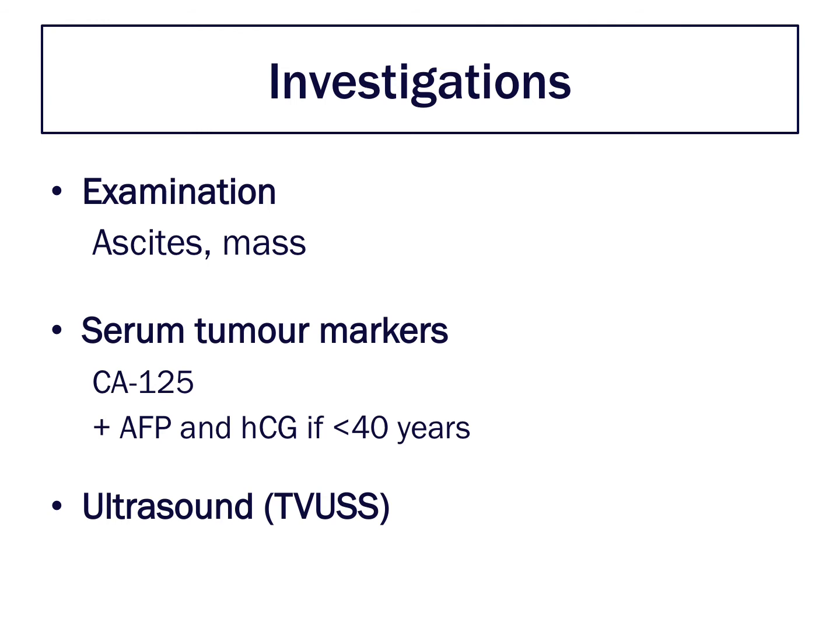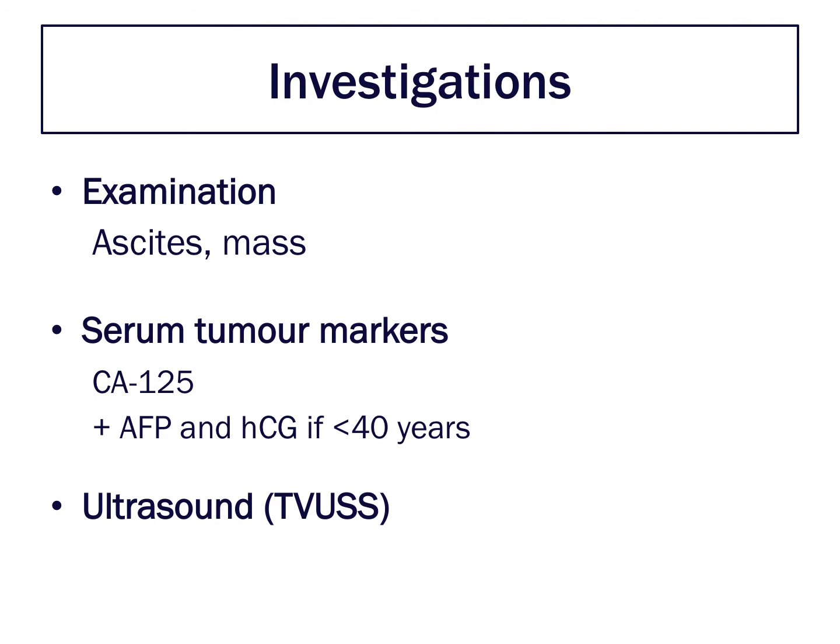And it's important to bear in mind that if the woman is under 40 years old, other tumour markers must also be requested. So examples would be the alpha-fetoprotein and HCG, and these identify the germ cell tumours, so the non-epithelial tumours. It's also important to note that CA125 is not specific for ovarian cancer, so it's also raised in conditions including endometriosis. It can be raised in pregnancy and in alcoholic liver disease.